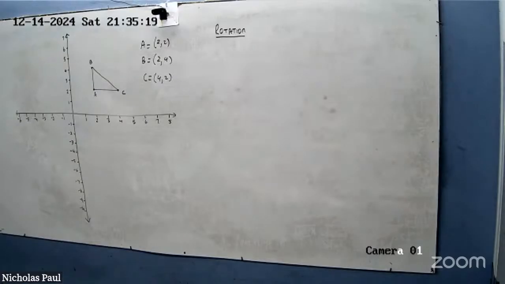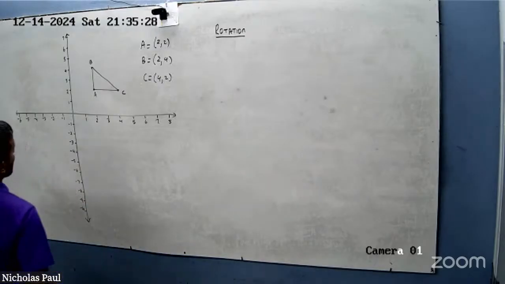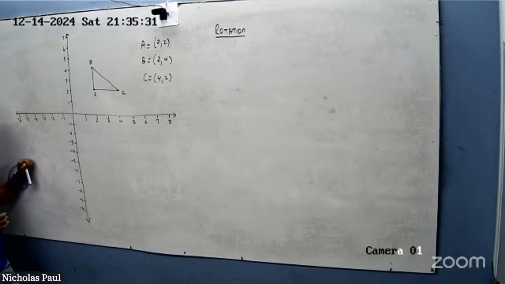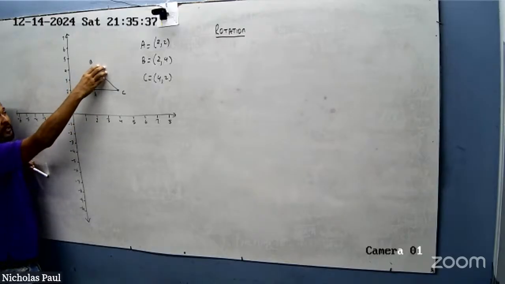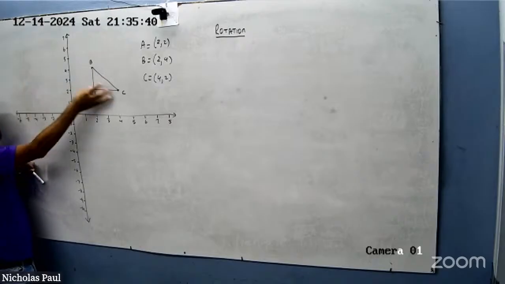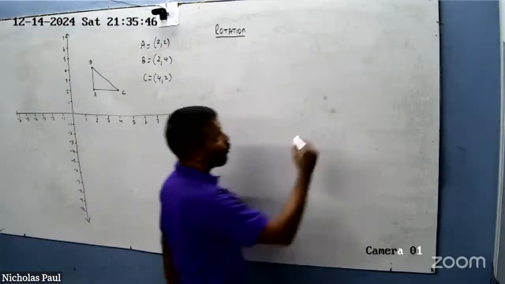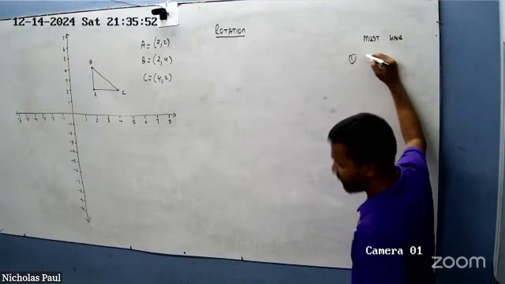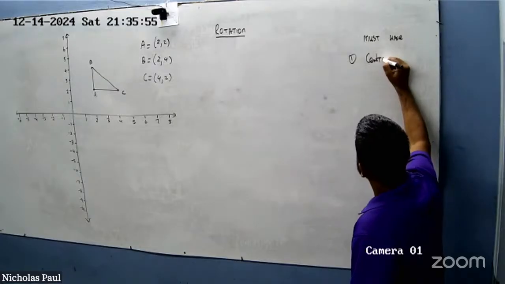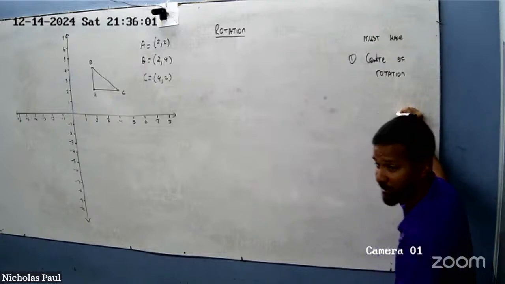Alright, so let's see how it works, right? So in order for us to do this transformation, right, for rotation, what we're trying to do is about a center. Right, about a particular center, we're going to rotate. We're going to need to rotate clockwise, or we're going to rotate counterclockwise. All right. So in order for us to do a rotation, what do we need? We must have a few things. Number one, we must have a center of rotation. That's the first thing you must have.